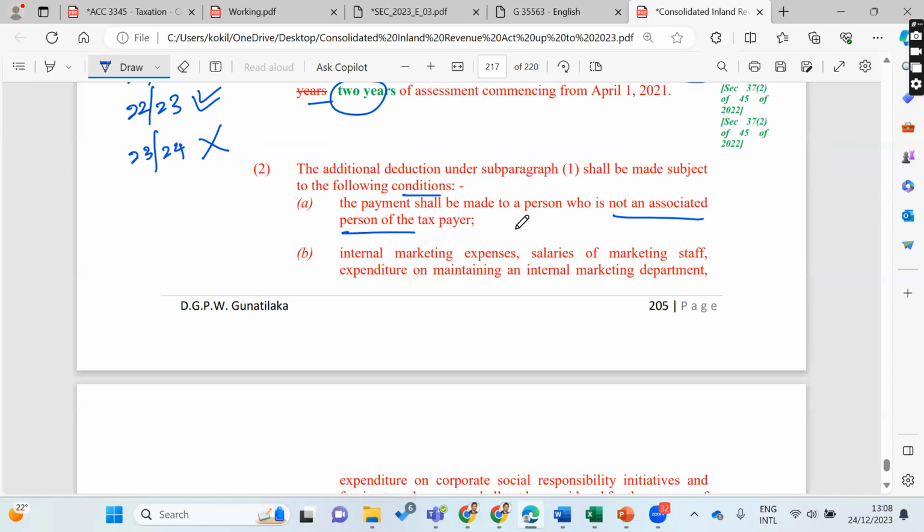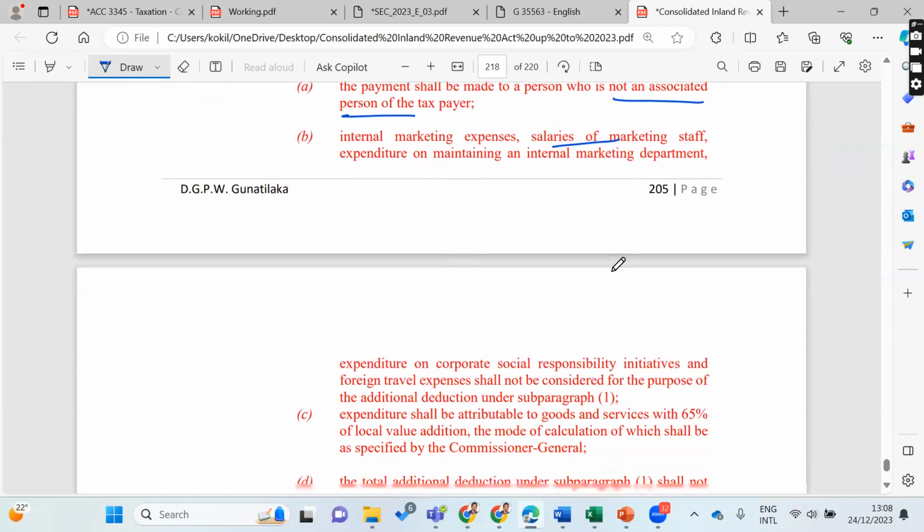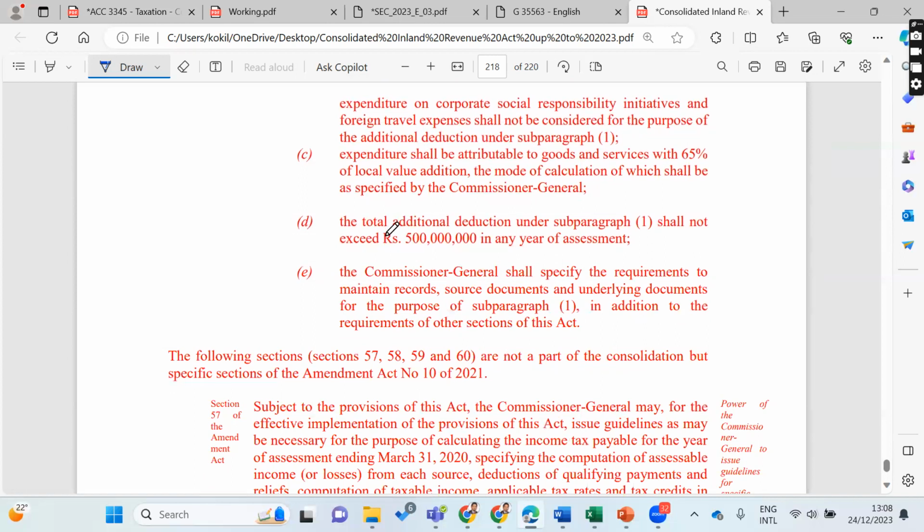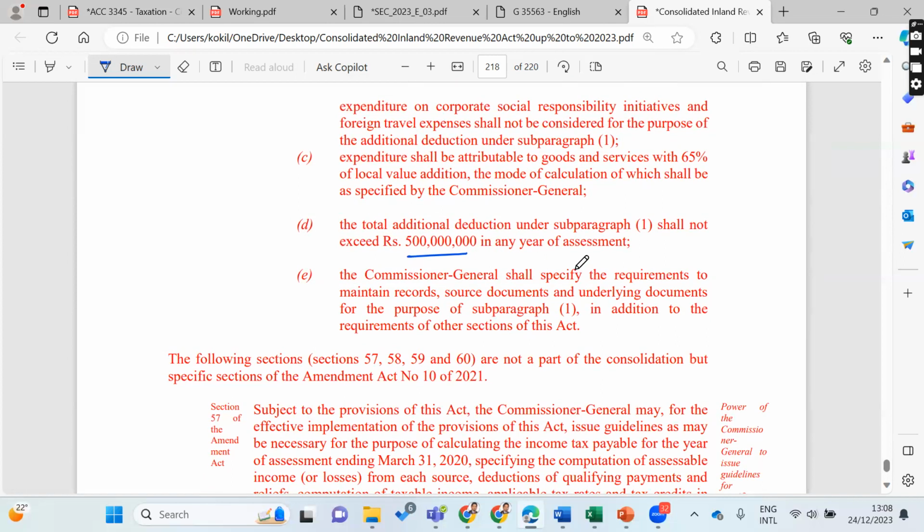And there are some other internet marketing expenses. Salaries for marketing staff you can't deduct, right? The additional 100% you can't get, right? So those things are there. You can get up to a maximum of 500 million, right?